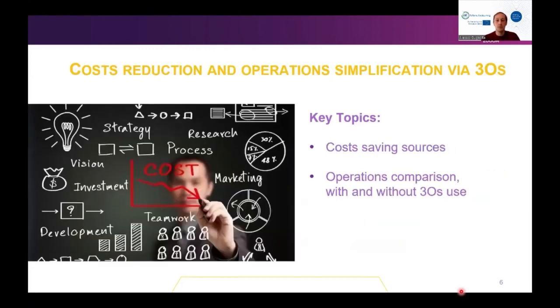In our second course, we'll delve into the practical aspects of cost savings strategies and operational simplification achieved through the implementation of open source solutions. We'll examine various sources of cost savings, compare operation with and without open source use, and provide insights into optimizing processes for maximum efficiency. By the end of this course, you will be equipped with the knowledge and tools to streamline operations and reduce costs within your organization.